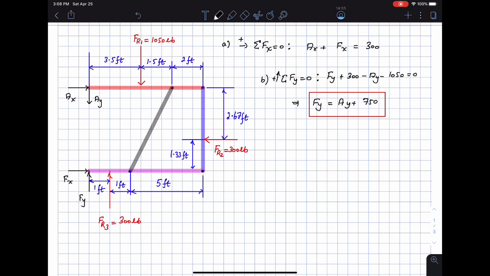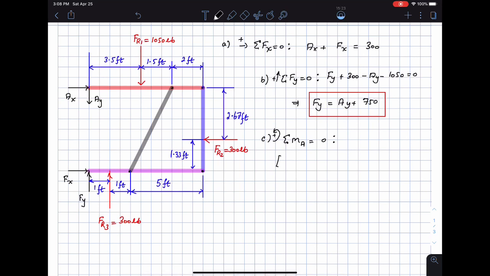All right, so the third step is to apply the moment equation. I'm going to do the moment balance at the point A. Sum of moments at A is equal to 0, and counterclockwise moments are positive. So what are the moments? I have fx times a distance of 4 feet.